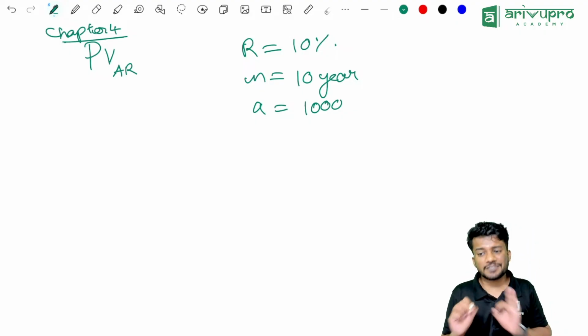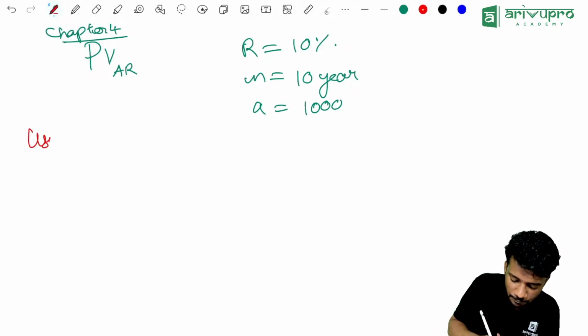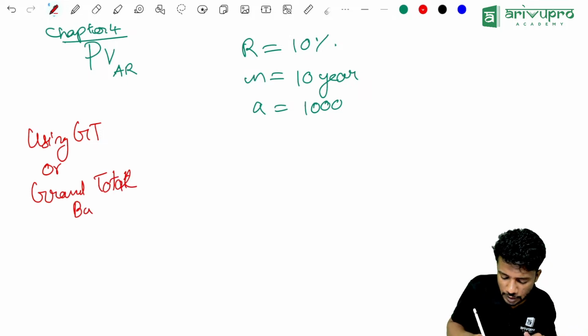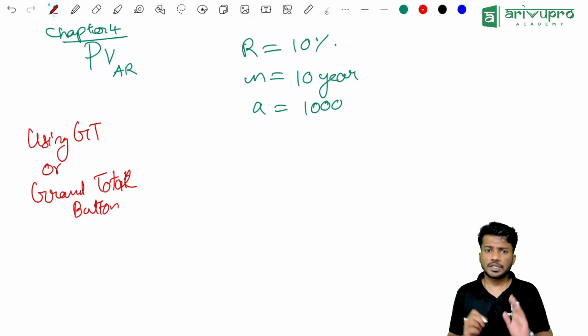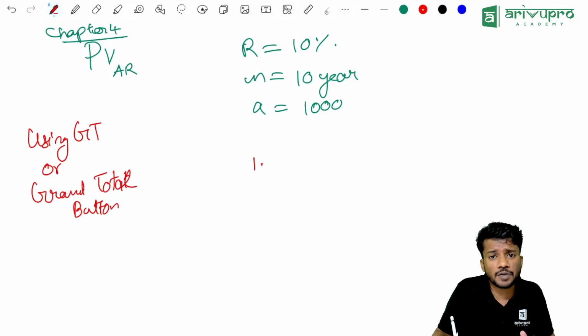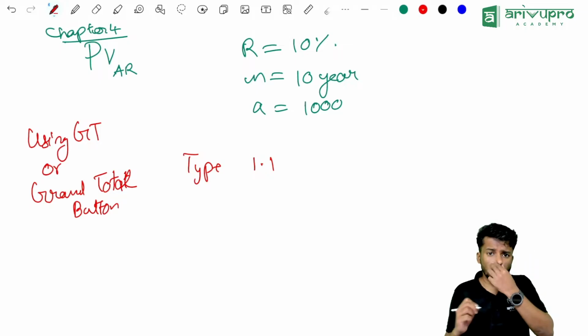So in such cases, we have an easy calculator trick using the GT button, or grand total button. Now, how to use this? First type 1 plus i. The 1 plus i value is how much? 1.1. Type 1.1 on your calculator.